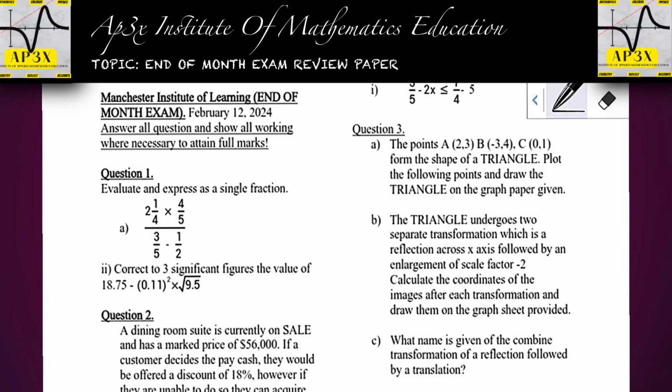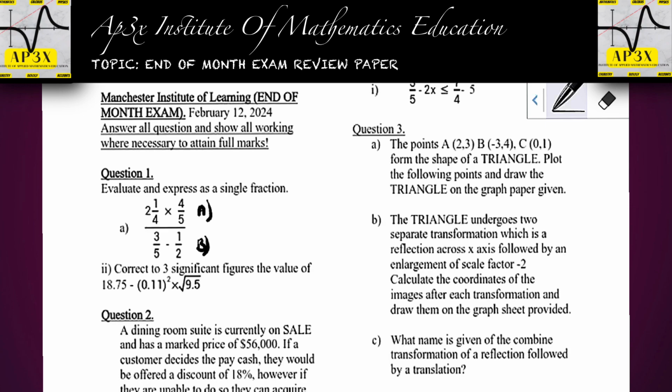All right, and so for question 1, we are asked to evaluate and express as a single fraction 2¼ multiplied by 4/5 all divided by 3/5 minus 1/2. So to approach this particular question, we're therefore going to be doing this question in parts. We're going to be working out the top section first, then we're going to be working out the bottom section next, and then we're going to be dividing the answer that was calculated at the top by the answer that was calculated at the bottom.